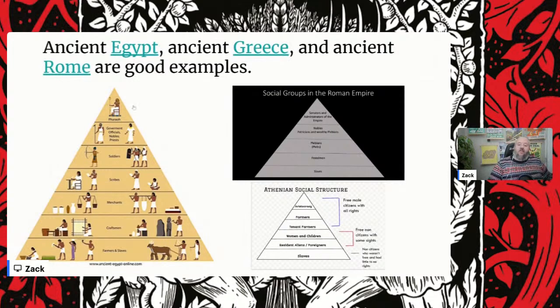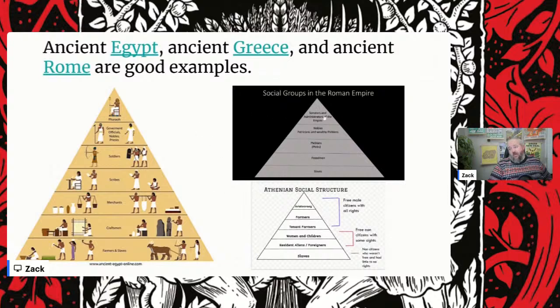So here we can see any of these are good examples. We'll just take the Roman Empire, for example. So the senators and administrators. Now, sometimes this would be the Caesar at the top of the Roman Empire. Below that would be nobles. Then we have plebeians or plebs, freedmen, and at the very bottom, slaves. But basically, this is our power hierarchy.